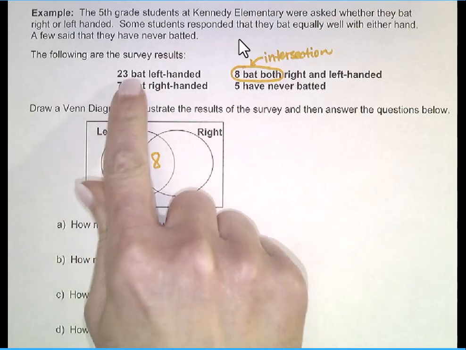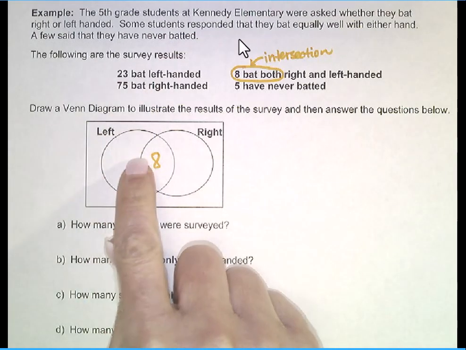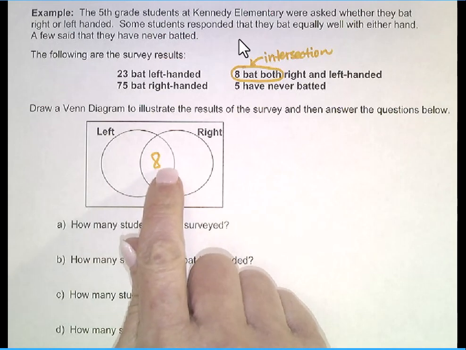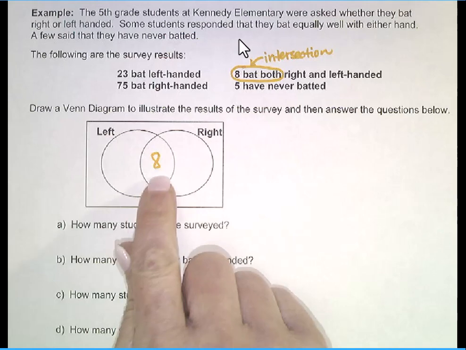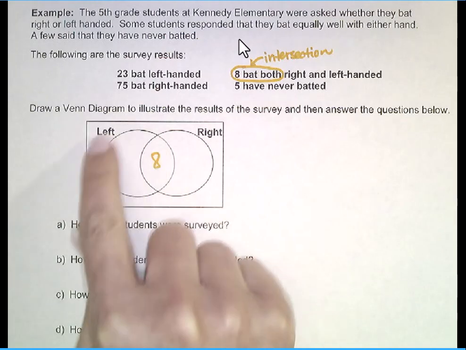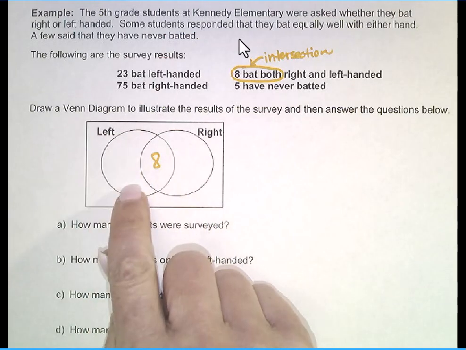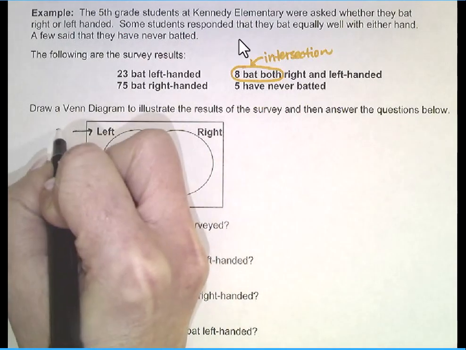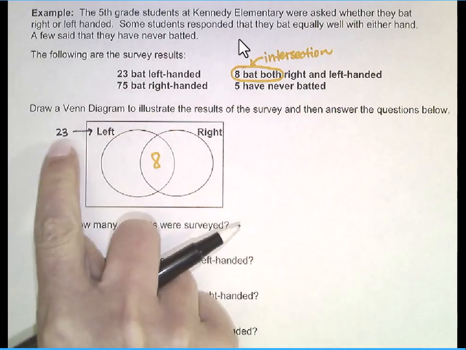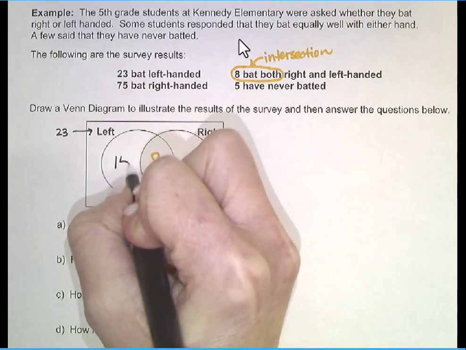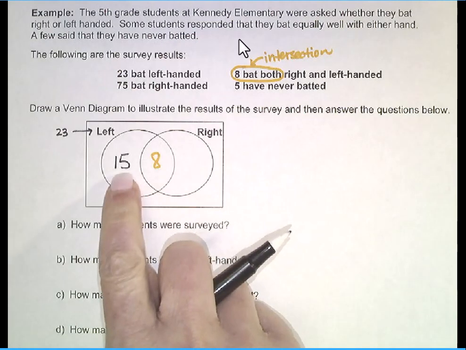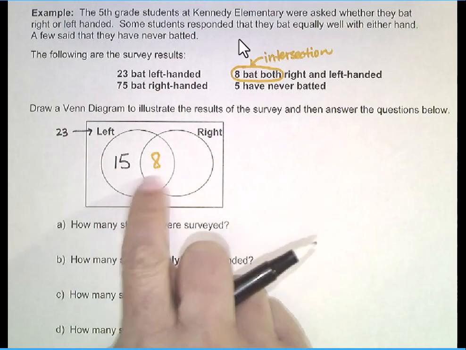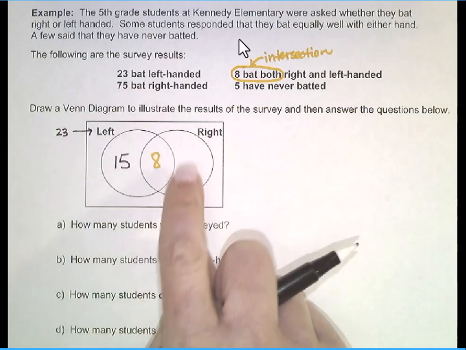So when they say 23 bat left-handed, we have already accounted for 8 of them. This is the mistake that students tend to make. You can already do some subtraction in there. The 23 students total is what we need in here. So if you already subtract out the 8, 23 minus 8 would be 15. So there's 15 students that bat left-handed, 8 that bat left and right. So there's your 23.